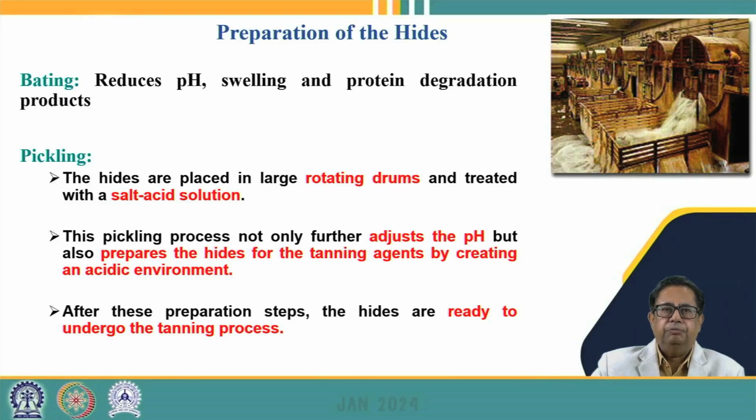After the bating process, we go for a process known as pickling. Now we place the hides in the rotating drums and treat them with salt acid solutions. Here we try to further lower the pH so that the hides become receptive to the tanning agents, which act very well in an acidic environment. So now the hides are ready for the tanning process. These are some of the preparation processes used so that the tanning process may start.